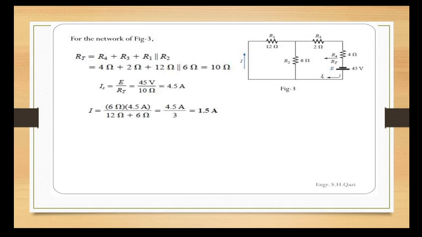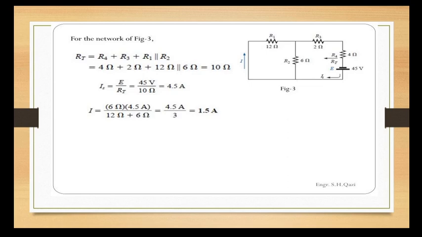Now we can calculate again the total resistance RT as R4 plus R3, that is the series resistance, which is in parallel with the series resistance R1 and R2. So R4 plus R3 parallel R1 plus R2. That gives you the total resistance as 10 ohm. Again we are going to calculate the total current in the circuit, that is IS: voltage by resistance, 45 by 10, which gives you 4.5 ampere.